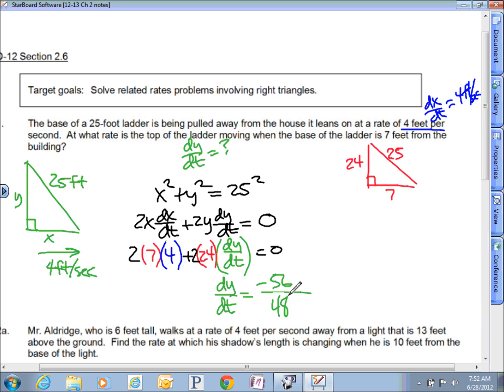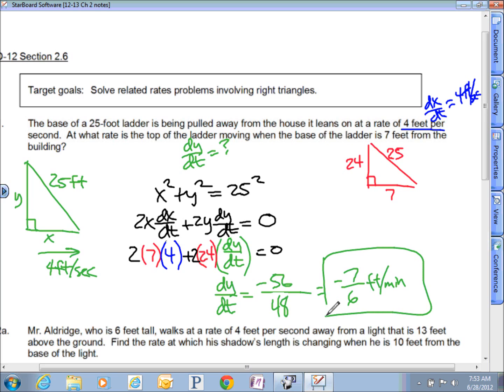56 and 48 are both reduced by 8. How about negative 7 over 6 feet per second? And I know I didn't bring my units along, but we're not multiplying any. Units-wise, that 7's in feet, and when we divide, we'll take care of the units. So it should be in feet per second.